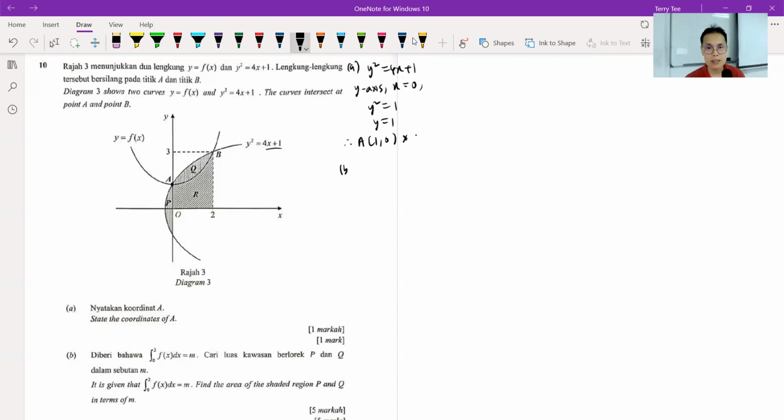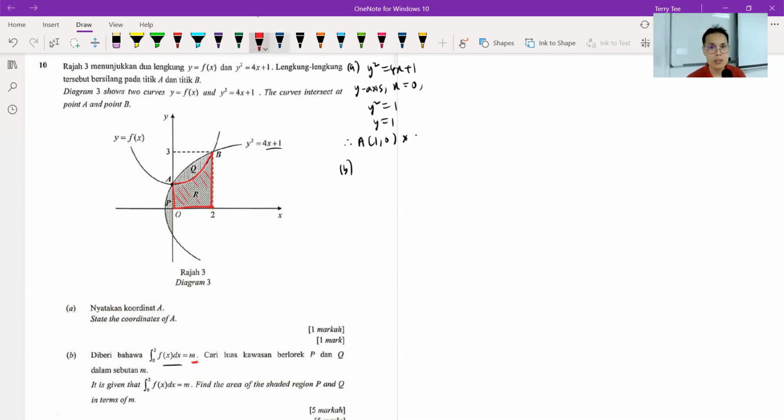Part B, given that the integration of f(x) dx from 0 to 2 is m. Now remember, when you integrate a function, let me highlight y equals f(x) here, from 0 to 2, f(x) dx means we are talking about this region R here, which has a value of m. What we're supposed to do is find the area of the shaded regions P and Q in terms of m. In this case, P and Q means P plus Q together, the total area.